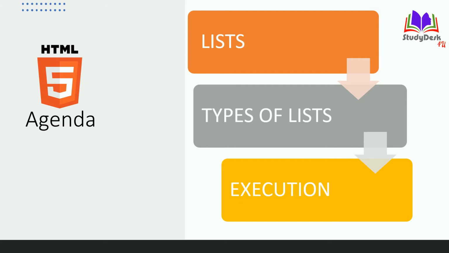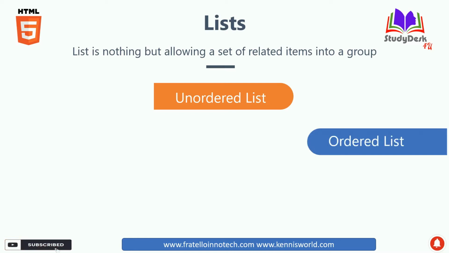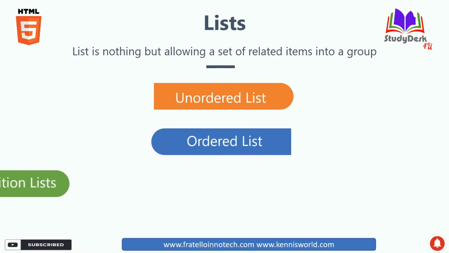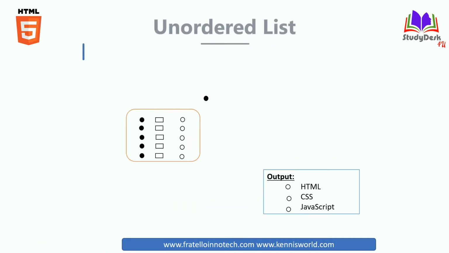Now let me tell you how to use these HTML lists. So first one, lists. A list is nothing but HTML allows us to group a set of related items into a list. HTML supports three types of list formats. The first one is unordered list, then ordered list, and finally definition list. Now let's see one by one. So first one, unordered list.